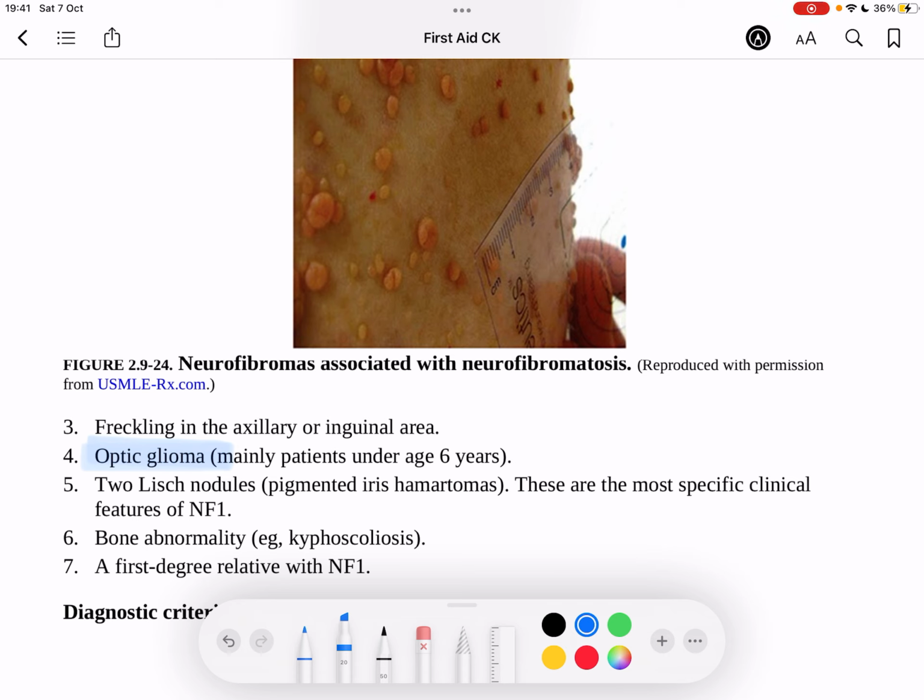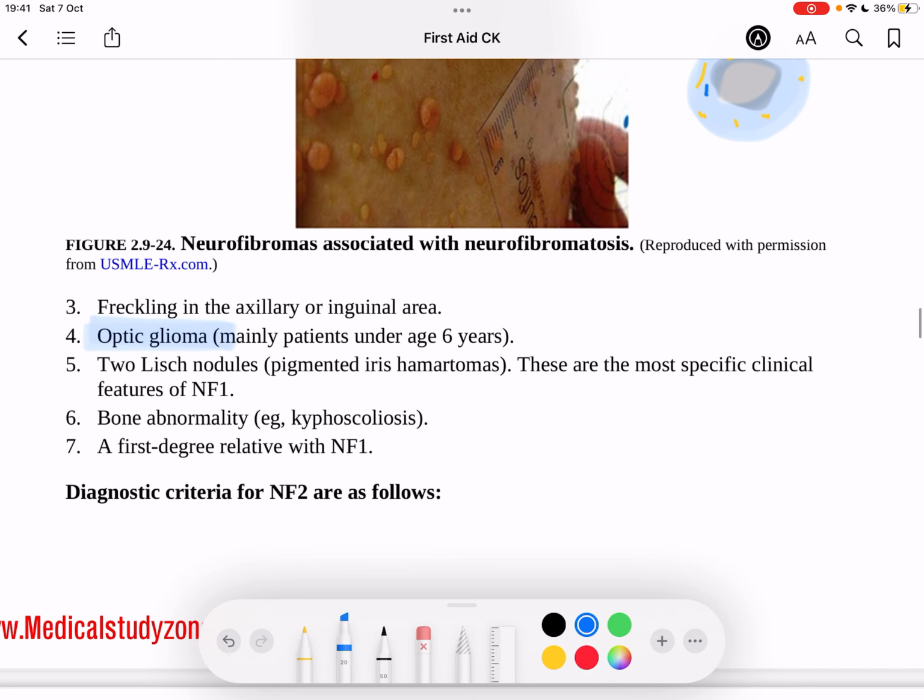Lisch nodules, these are on the iris. So when you look at an iris, say for example this patient has blue eyes, a Lisch nodule will look a little bit like this. Like little hamartomas in the iris. So you need two or more of them in the iris. Bone abnormalities as well, most commonly kyphoscoliosis. And then a first degree relative with NF1 as well.